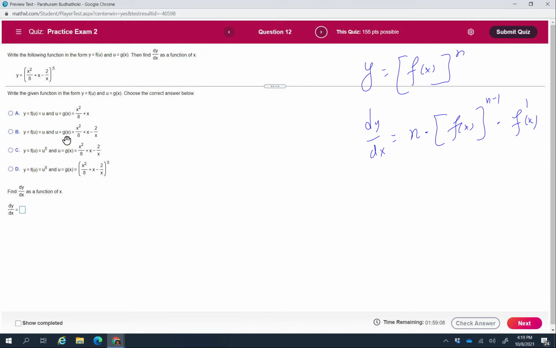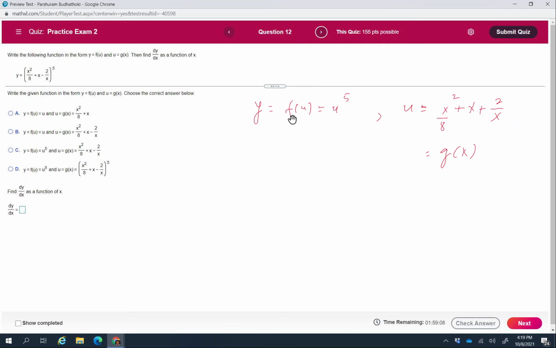So in this problem, we want to write y as a function of u and u as a function of x. So we need to find which one is the true option. I can write y as a function of u like this, u to the power 5, where u is the function inside this parenthesis, which is x squared over 8 plus x plus 2 over x, and we just name this g of x. So the right answer, as you can see, is this one.